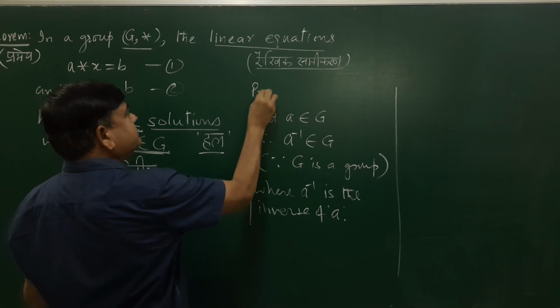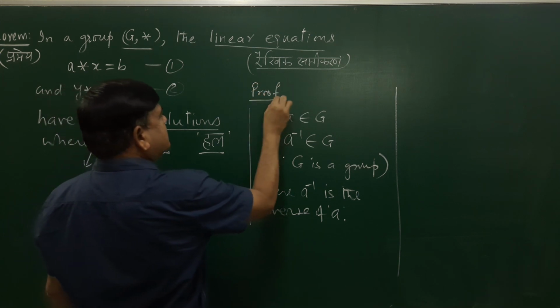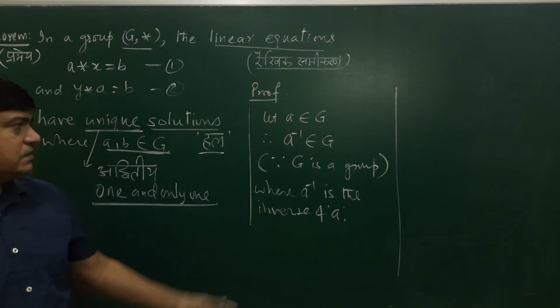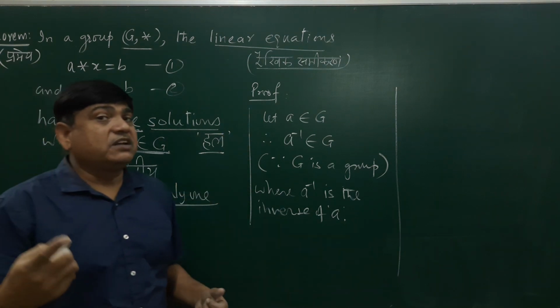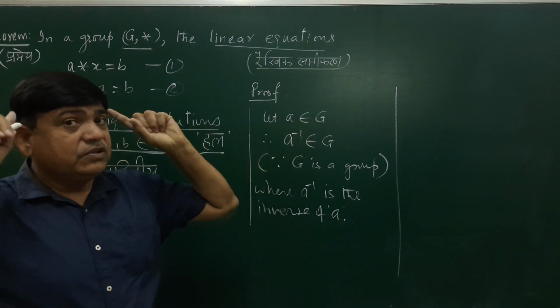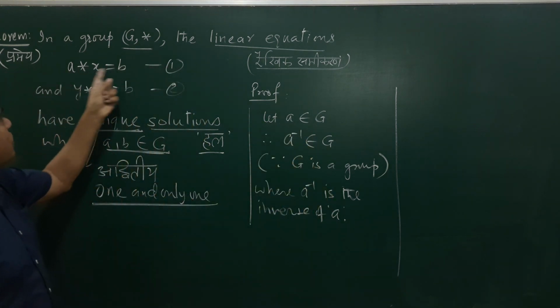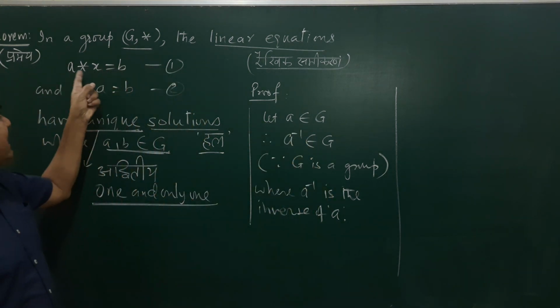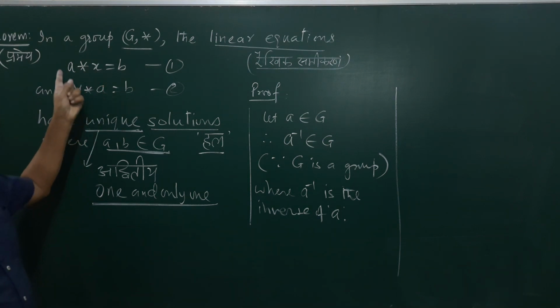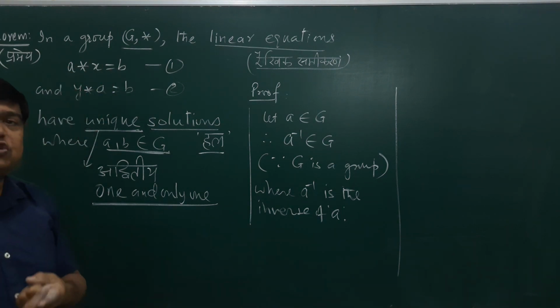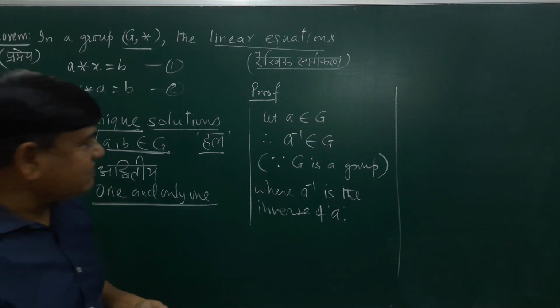Proof. How to begin? कैसे प्रारंभ करें? Let a belong to G. जो करना है वो दिमाग में होना चाहिए. We want to find the solution of this, so we want x this side only. That means it should be composed by inverse of a. ये दिमाग में होना चाहिए.